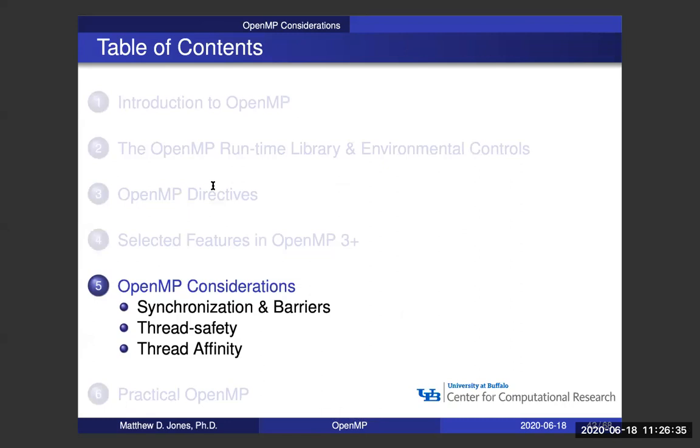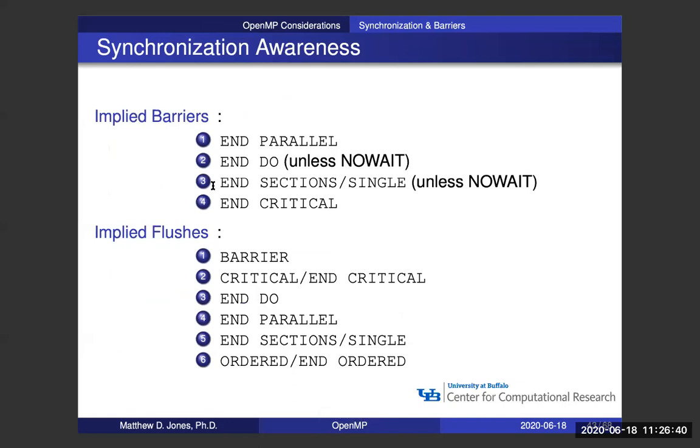Okay, so let's talk some numbers here for considerations. Barriers are pretty much everywhere you'd expect them to be. If you're at the end of a parallel region, there's got to be a barrier there, unless you're using nowait. If you're at the end of a do or for or sections or single, there's also a barrier. And if you're at the end of a critical, there's also a barrier. Flushes occur as well, pretty much at those same endpoints.